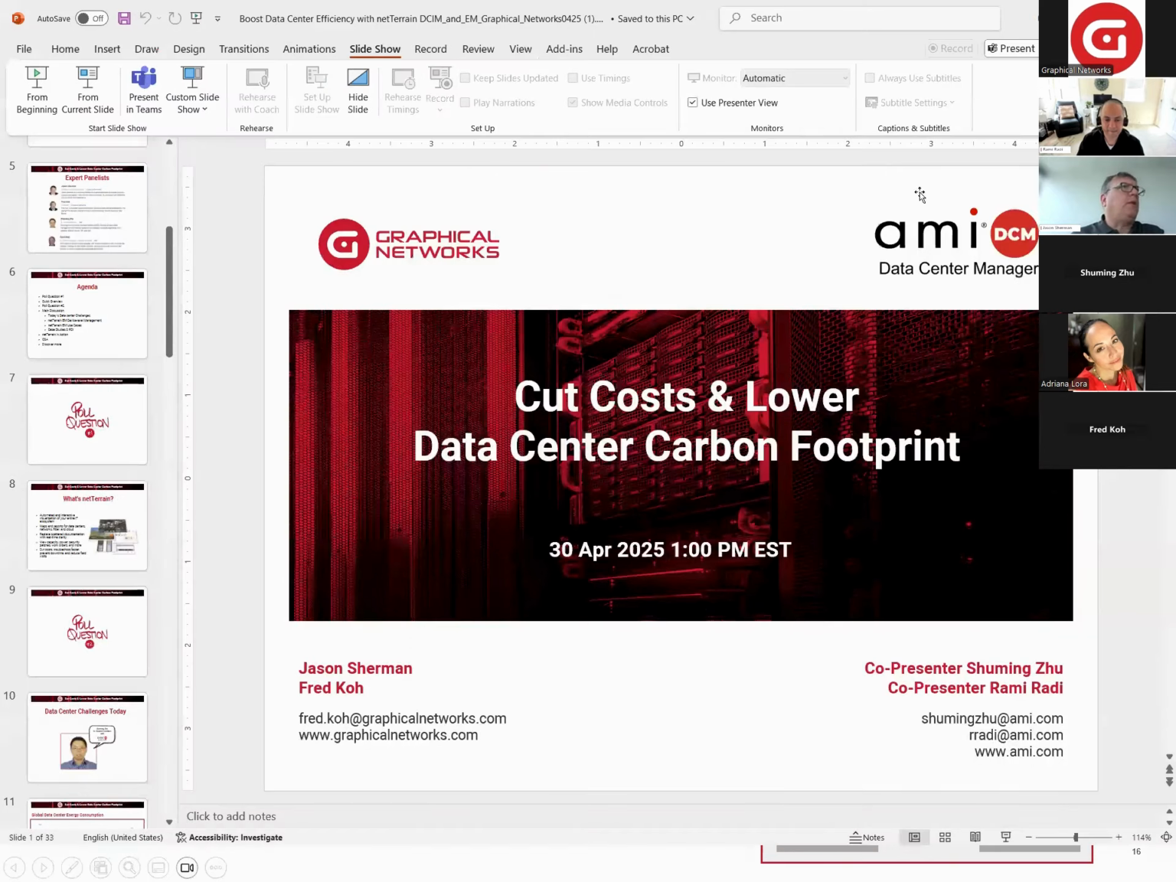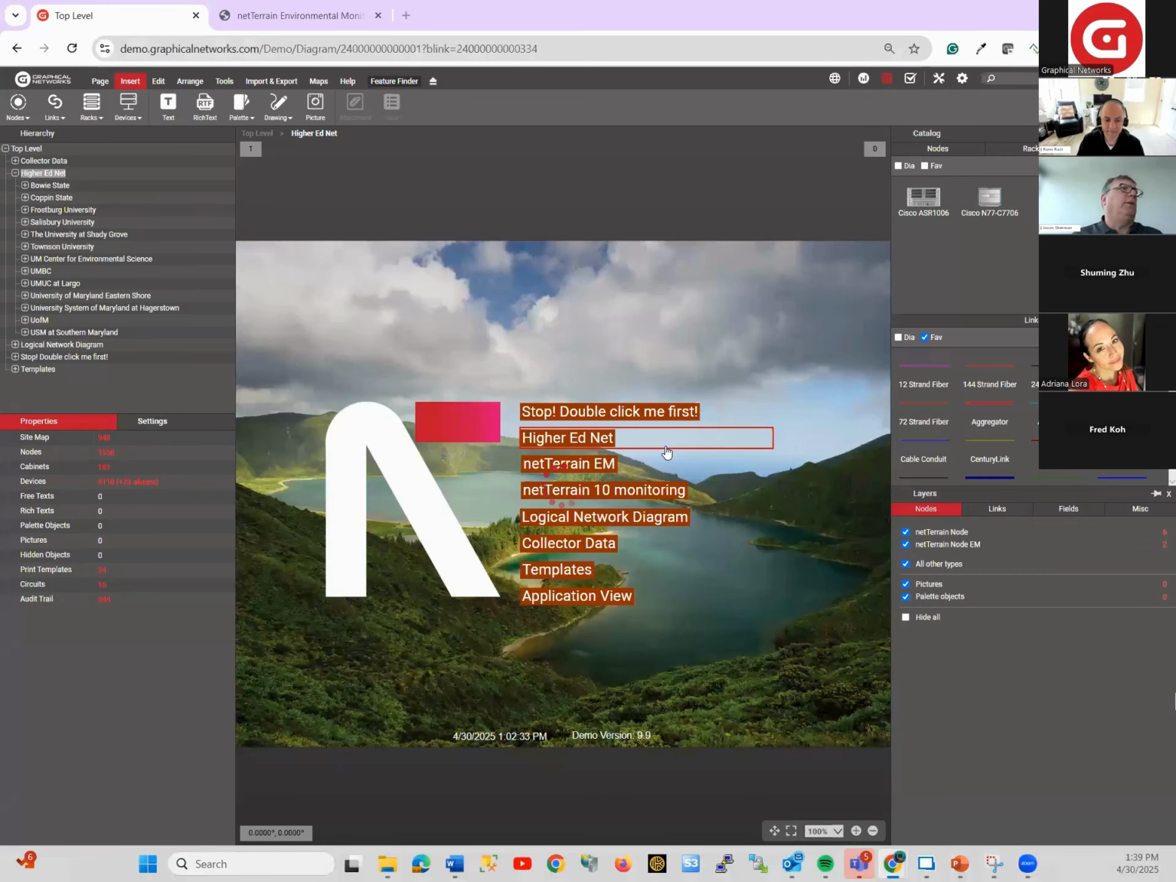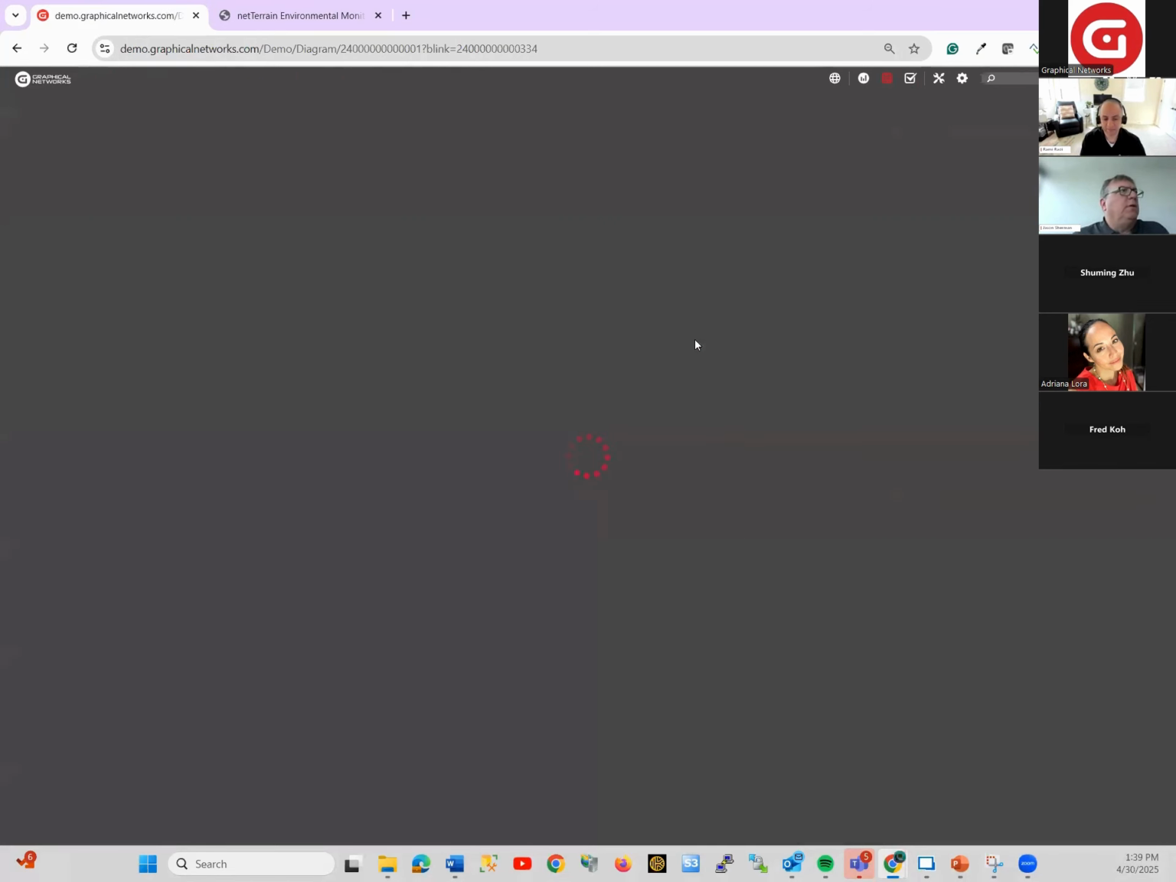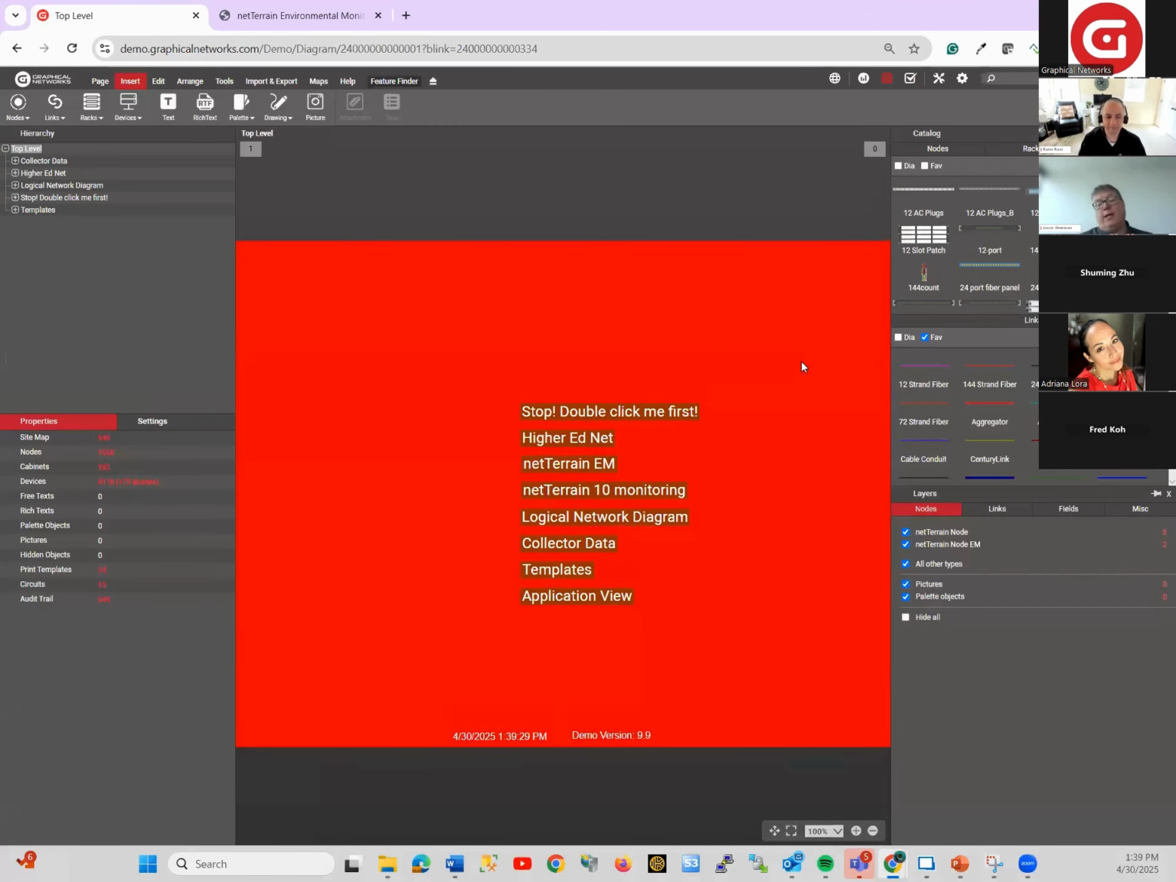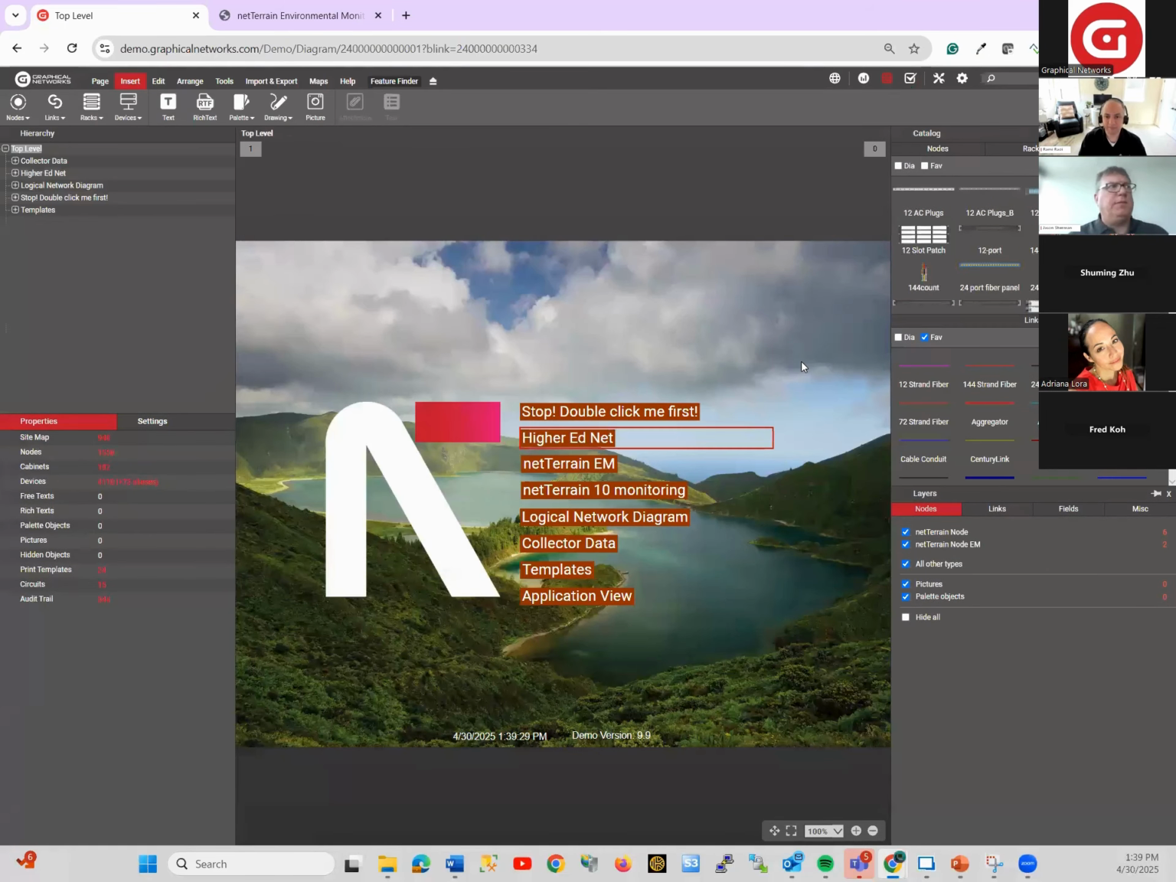Well, let me get out of here, and I'm going to get into netTerrain. Let me refresh my screen and make sure I'm still logged in. So netTerrain is, again, our network documentation tool. And all we do is leverage the EM and what it's doing as far as its data and bring that into netTerrain. I'll show you where that appears.